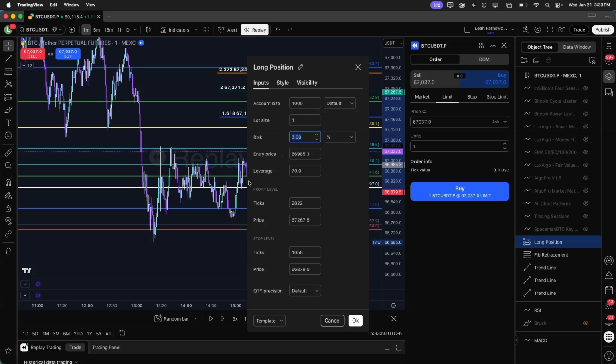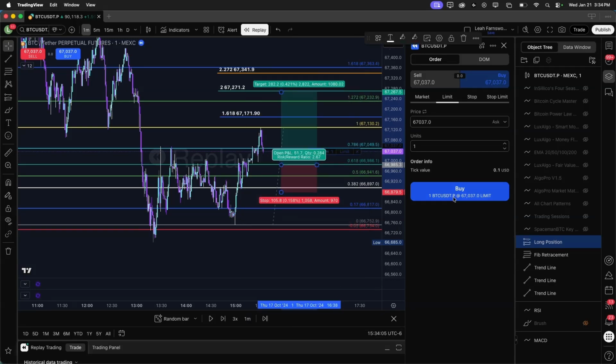I know that seems low, but you're going to need that buffer to protect your capital. All right. You always want to be protecting your capital first. And with all my strategies, I'm using a 70x leverage. So let's say we have a $1,000 account, we're risking 3%, 70x leverage. Okay. So we'll put in a buy order at 66,986.1.